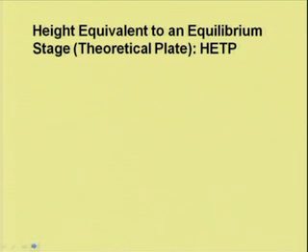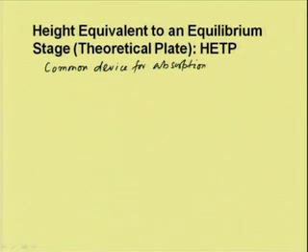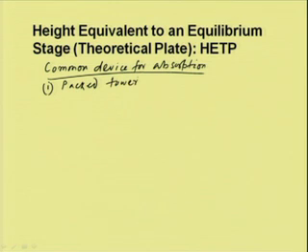Now, we will discuss height equivalent to an equilibrium stage or theoretical plate. The common devices for absorption, which we have discussed before, are packed tower and second is tray columns.